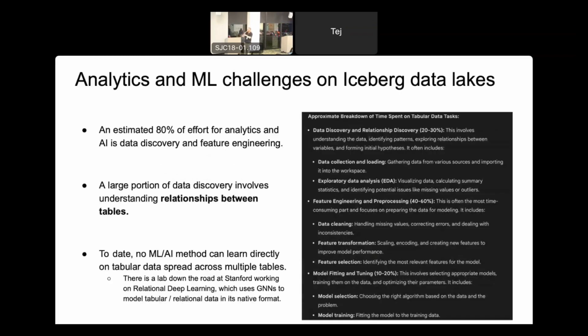The main piece here to focus on is a large portion of data discovery still involves understanding relationship context between tables. So if you want to do any analysis on a particular problem or answer a particular question, a lot of times it's going to require understanding the relationship context between the tables, not just the column data types and the column names.